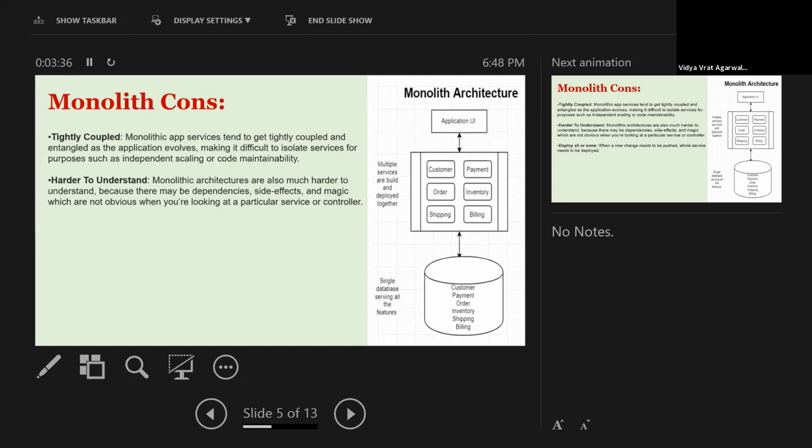So, harder to understand, I hope you understand that. It was easy. Deploy all or not. That's the most important thing. I love this statement. That's the key. If you want to take something out from Monolith, remember two things. What is Monolith? Monolith is one big bulky code where all the functionality is together. That's the easy to remember thing. And it's deploy all or not.